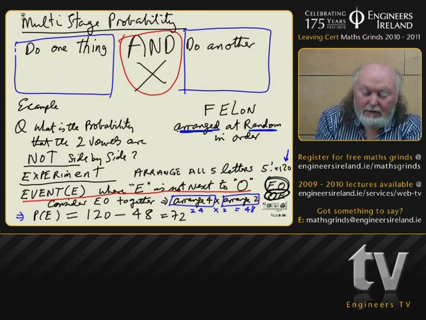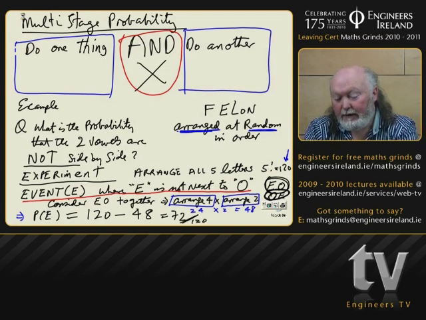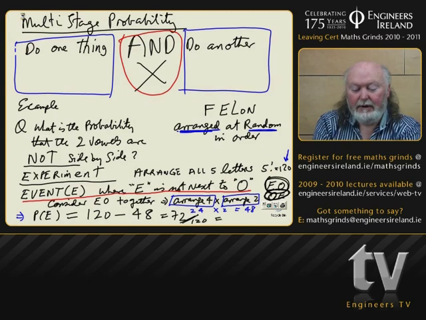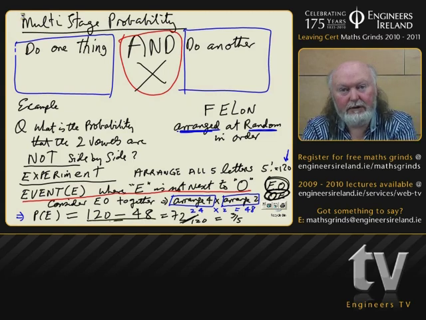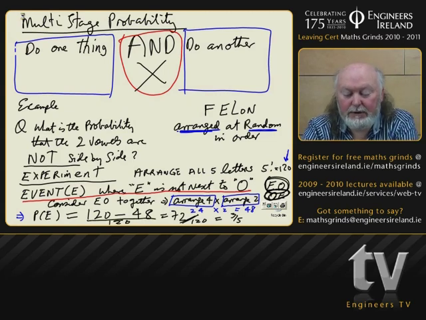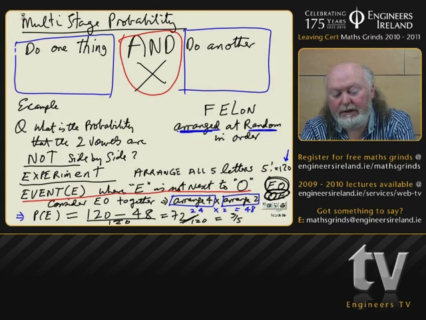We have those, and all that is now going to be divided by the total number, which is 120. And the answer is 3/5. So above the line, we have 120 minus 48 to give us the actual number where E is not next to O. It's getting divided by the total number with no restrictions, which is 120, and we'll get the probability of E not being next to O is 3 over 5. So it's 0.6.